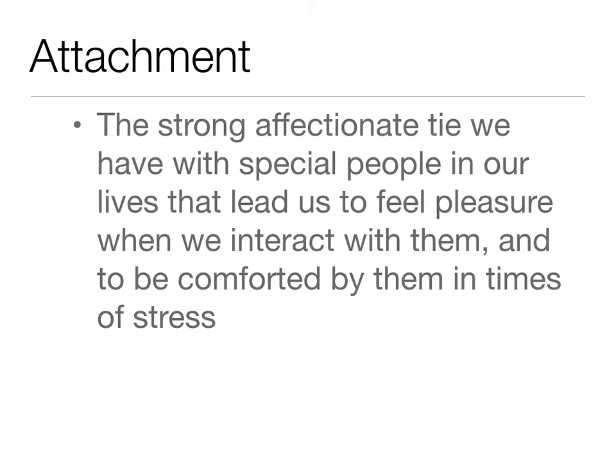The idea behind attachment theory is that we form these attachments really early on in our lives, and these serve as a blueprint for our later relationships. The attachments we have with our caregivers when we're really young really affect our attachments to friends and romantic partners later on in life.